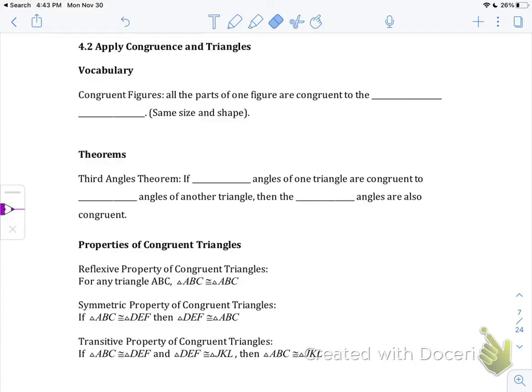Okay, in this video, we're going to go through the 4.2 notes. So congruent figures, that's a vocab word for us.